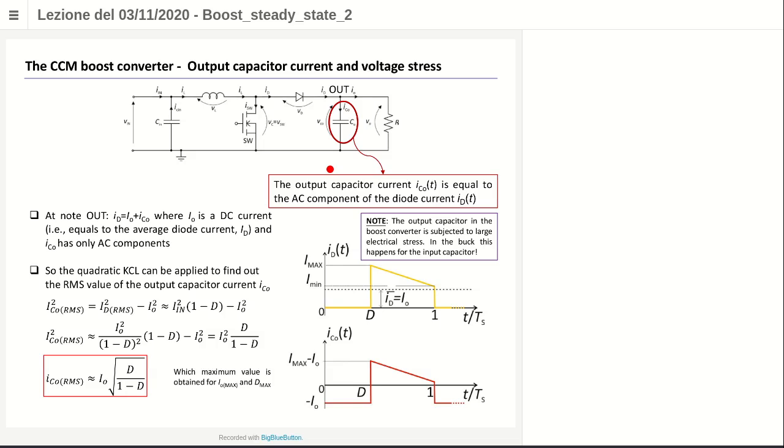The output capacitor current, applying the same reasoning, we understand is a capacitor that has to withstand large electrical stress due to the fact that here we have a diode. And the diode induces a current which is a pulsed current. There is an interval which is zero and an interval which is not zero. It is not flat and smooth like that. So the output capacitor has a big stress. Let me share the whiteboard.